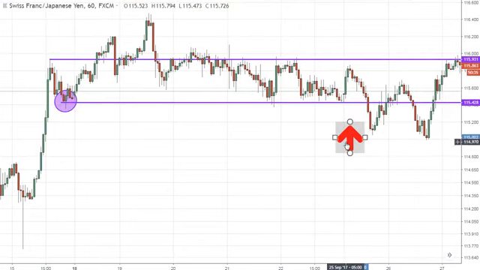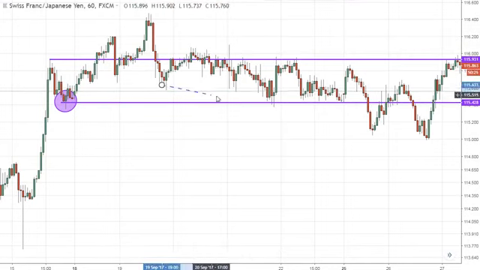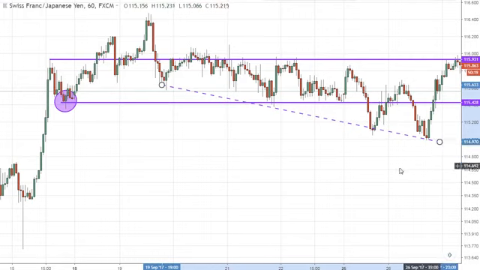It's still buying. But right now, what we should be looking for is that something weird is happening here in this market, because we have these lows here. They're getting lower and lower and lower.